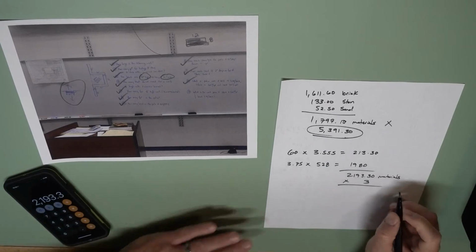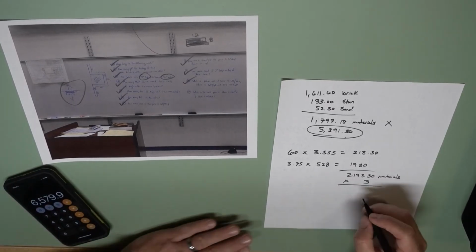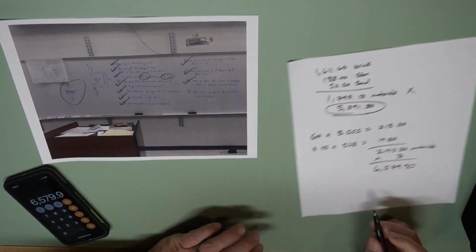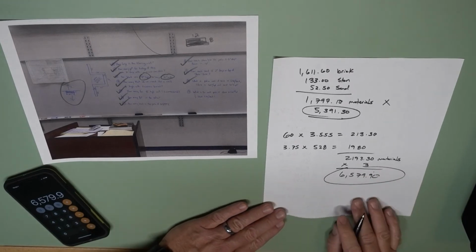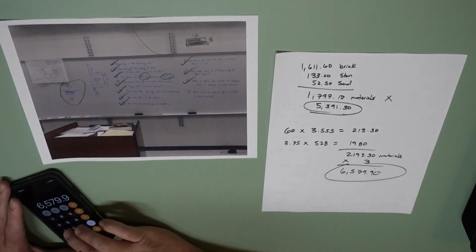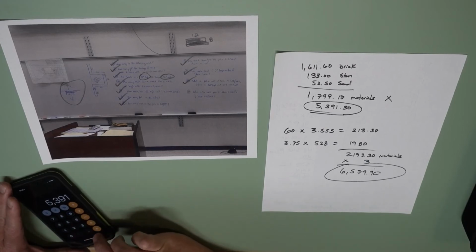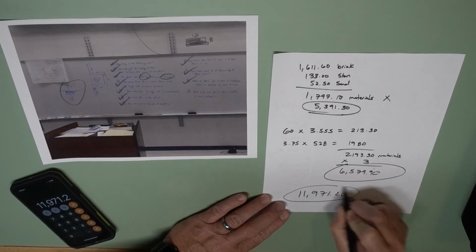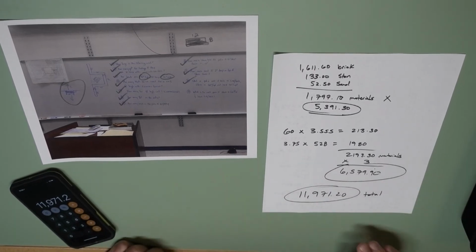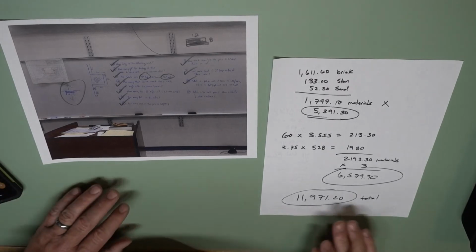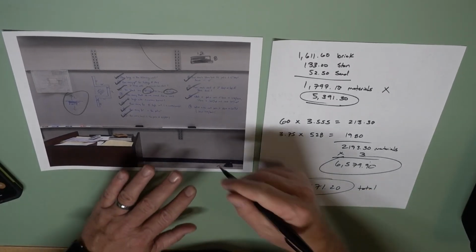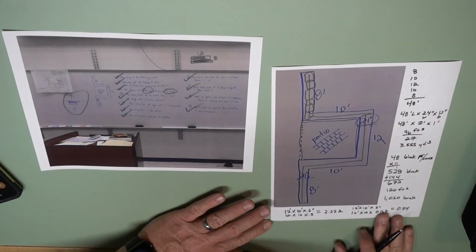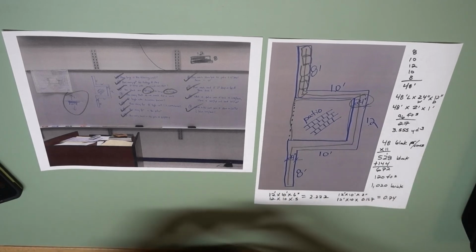We're going to times 3. So we're looking at about $6,579.90 for our retaining wall. So we got $11,971.20 total project cost. And that, my landscape construction students, is how we figure a patio surrounded by a retaining wall. Very, very quick and easy project.